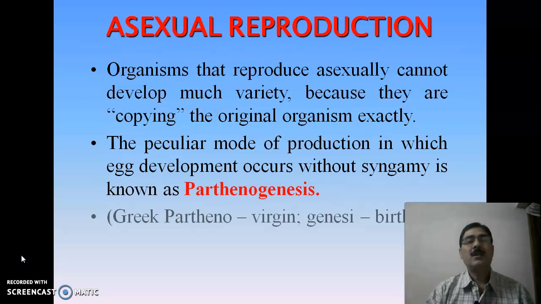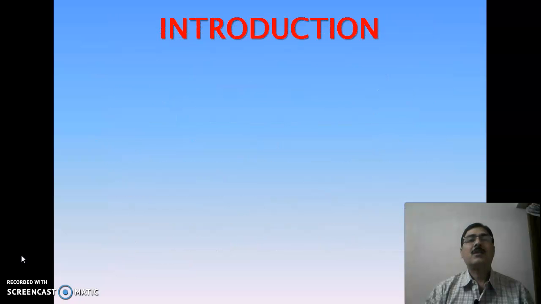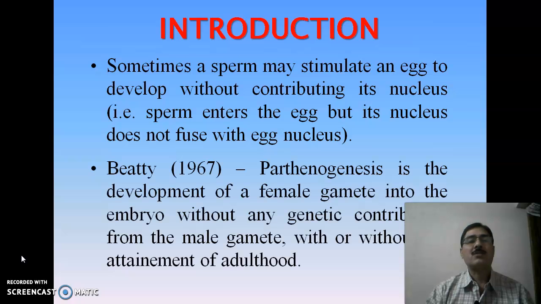The Greek word partheno means virgin and genesis means to give birth. The individuals so formed are known as the parthenote. Sometimes a sperm may stimulate an egg to develop without contributing its nucleus. It means the sperm enters the egg, but its nucleus does not fuse with the egg nucleus. So it means there is fertilization, but there is no amphimixis.